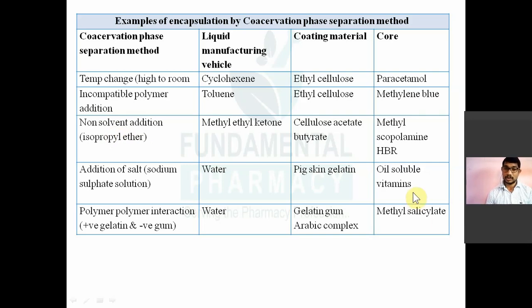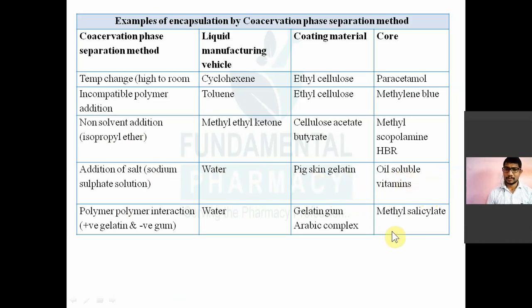The next one is oil soluble vitamins. They are encapsulated by pig skin gelatin. Pig skin gelatin का encapsulation करेंगे vitamins के ऊपर. Okay. Liquid manufacturing phase क्या रहेगा, उसमें water रहेगा, and addition of salt will cause deposition of gelatin on fat soluble vitamins.